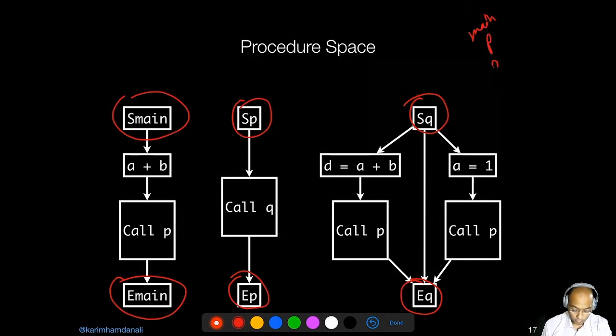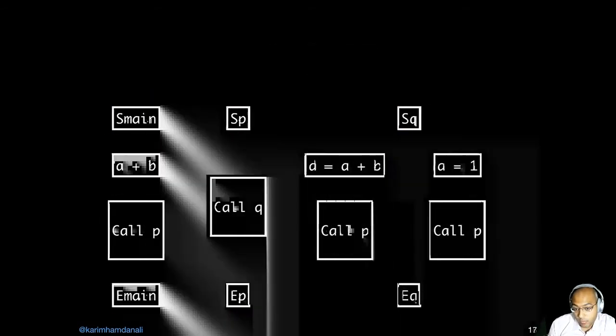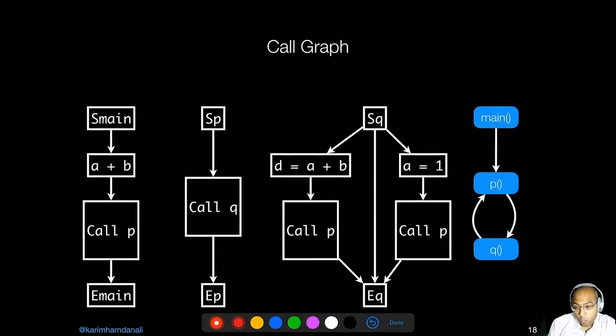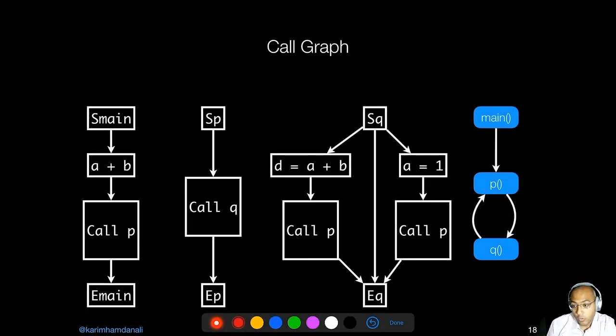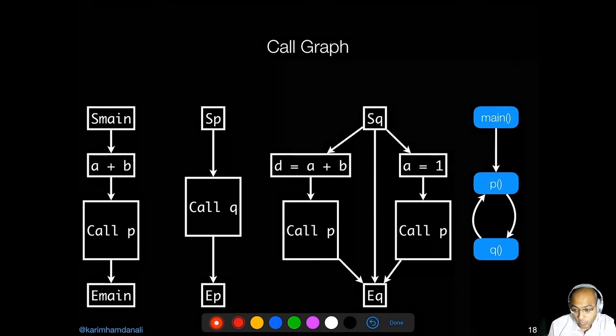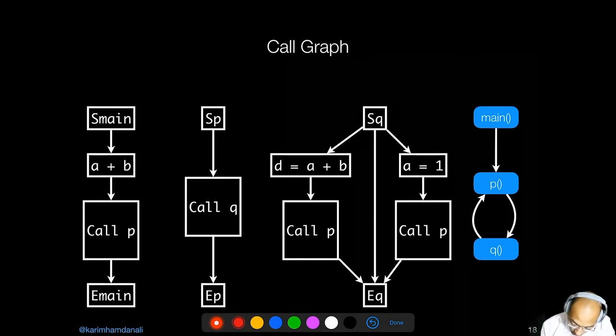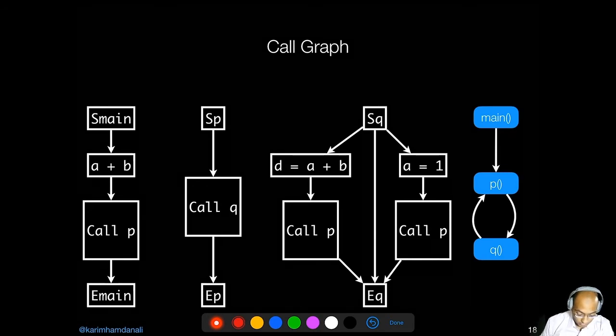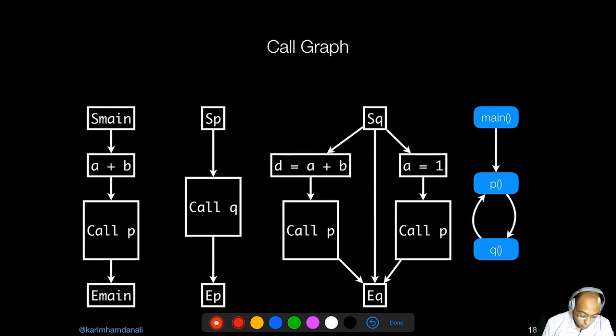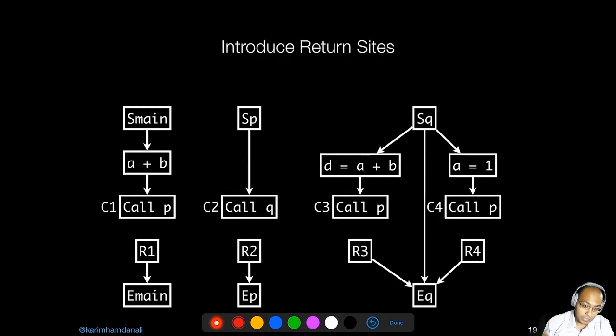Now it's time to merge them together. So how are we going to merge them together? Well, let's see. First, we need a call graph, because without the call graph, I don't know which call sites I have, or which target methods these call sites may dispatch to. So the first thing I need to have is my call graph. Assuming that I have this call graph here, the main method calls P, P calls Q, and Q calls P back. So how am I going to do that? Well, I'm going to introduce two things, like I said two or three minutes ago.